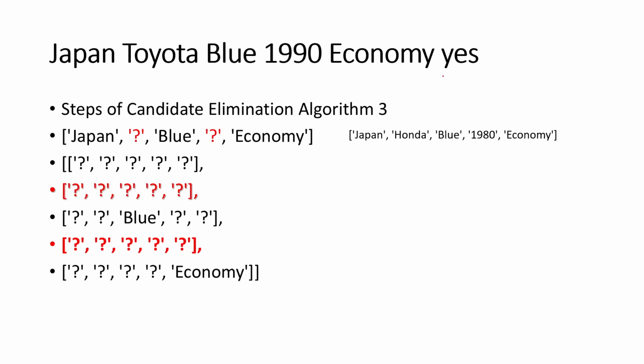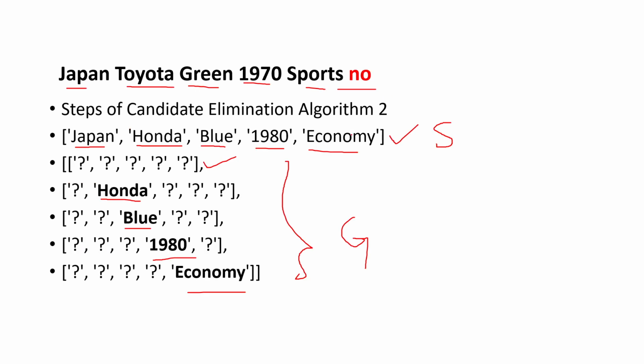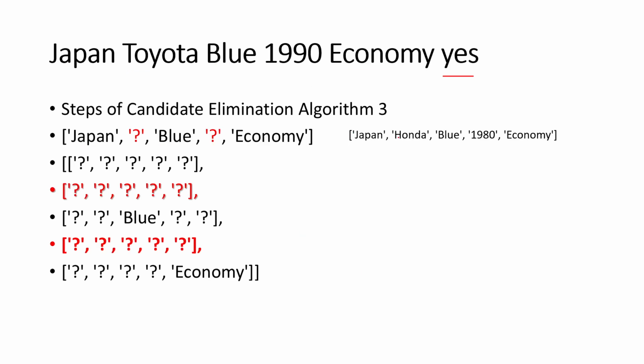The third example, this is a positive example. Now the old value was Japan Honda Blue 1980 economy. Japan Honda Blue 1980 economy. Compare the value. Japan same, retain it. Honda change to Toyota, replace by question mark. Blue remains same. 1980 change to 1990, question mark. Economy. This is yes value.